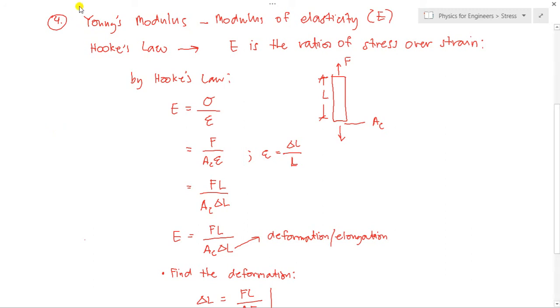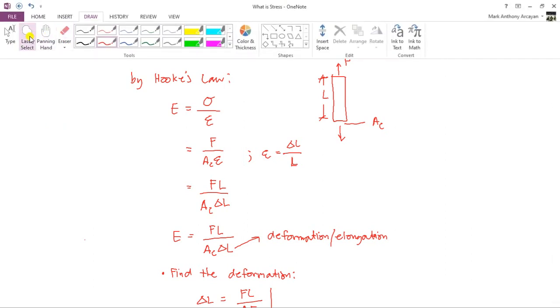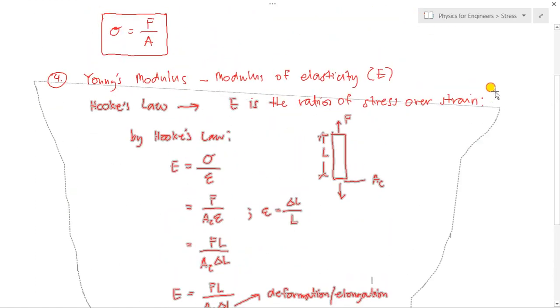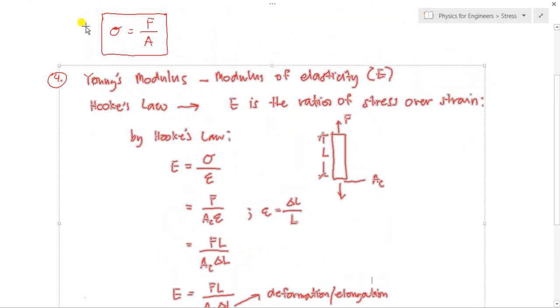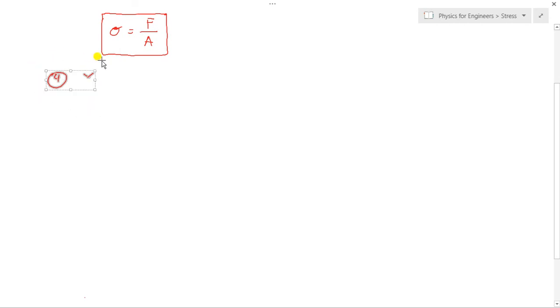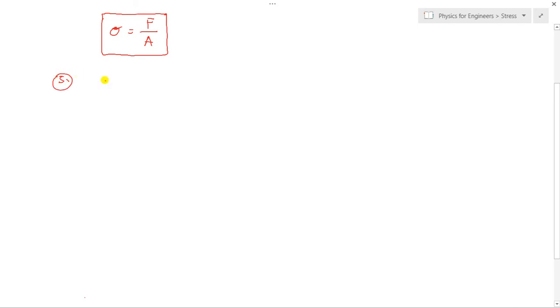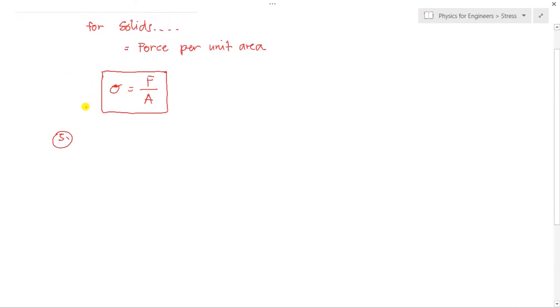The last principle, the fifth principle, is what we call the Poisson's ratio. Let's write it. It is under the principle of stress also. So Poisson's ratio, that is the spelling. Poisson's ratio.